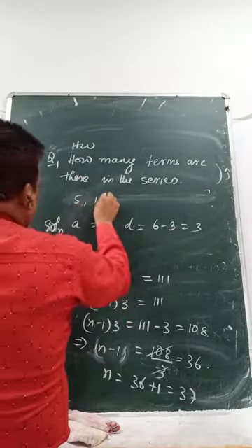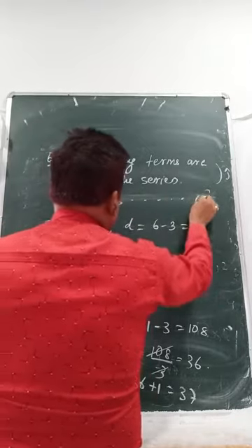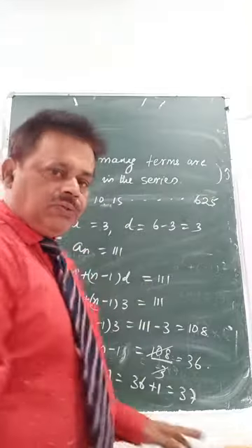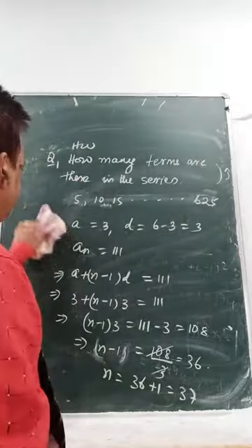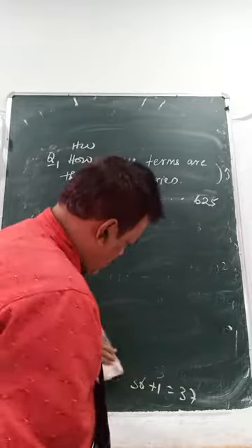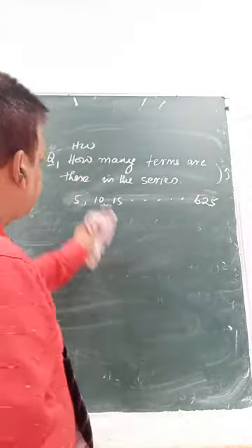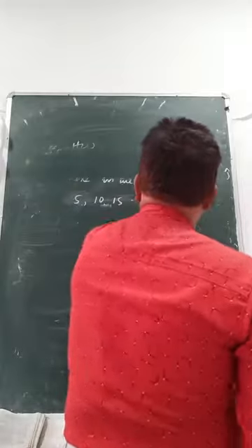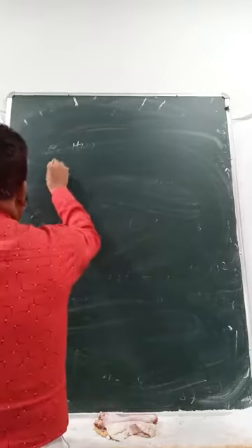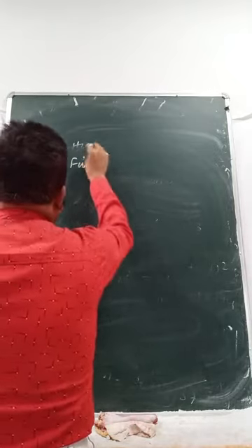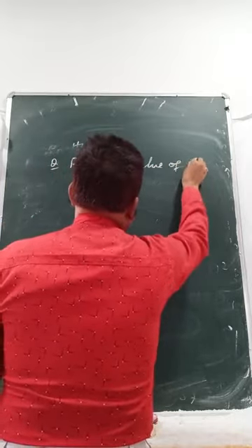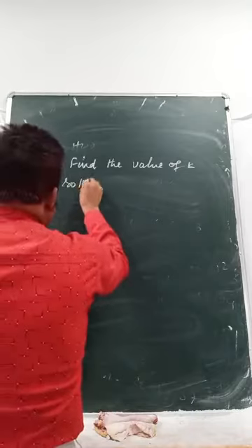5, 10, 15, 625. Okay, so find out this. This is one pattern of question. See the next one. Next one is find the value of K. So this is one important question.